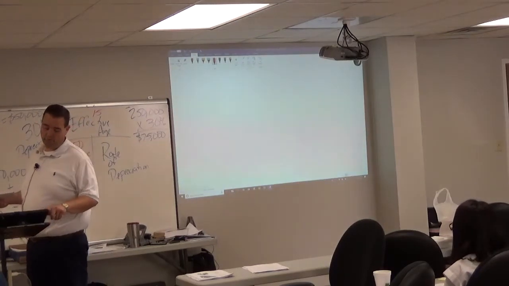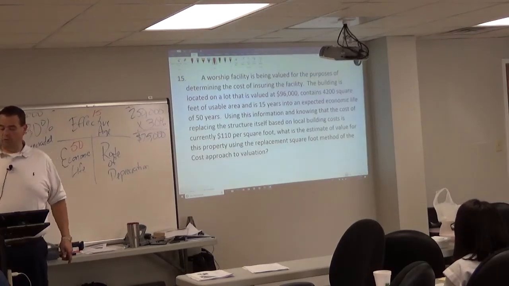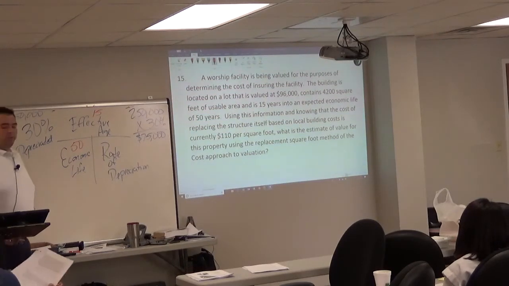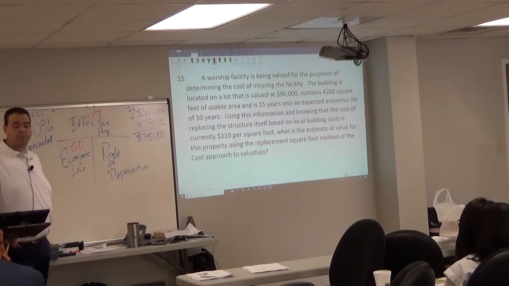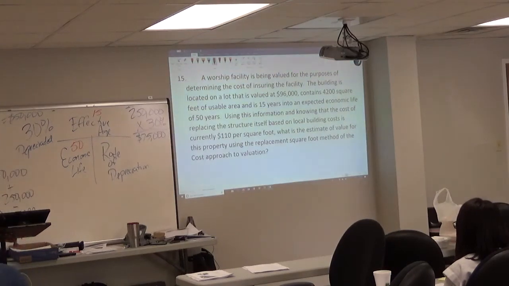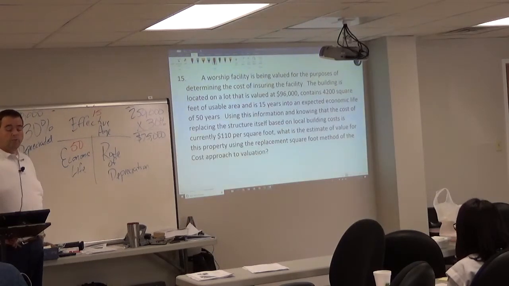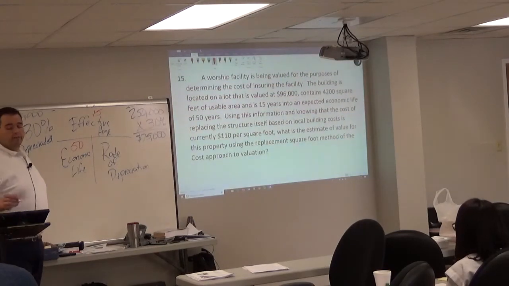Okay. Let's do number 15 together. It says the worship facility is being valued for the purposes of determining the cost of insuring the facility. The building is located on a lot that is valued at $96,000, contains 4,200 square feet of usable area, and is 15 years into an expected economic life of 50 years. Using this information, and knowing that the cost of replacing the structure itself based on local building costs is currently $110 per square foot, what's the estimate of value for this property using the replacement square foot method of the cost approach? All right, talk to me about the 3 steps.